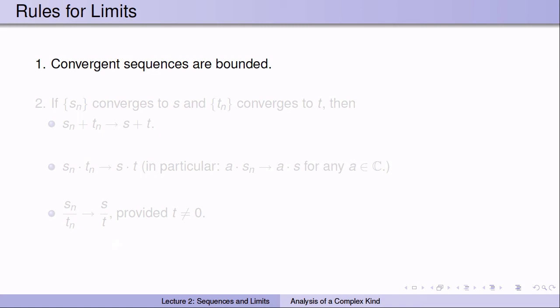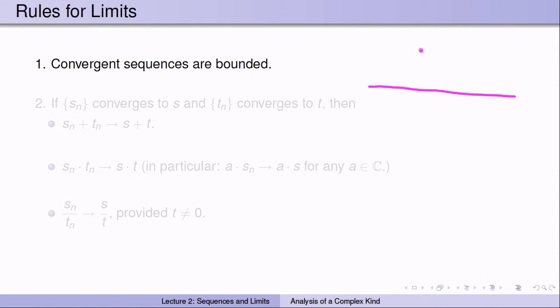Here are some rules and facts about limits. One fact is that convergent sequences are bounded. Remember what it means to be bounded? That means the sequence is contained in some large disk around the origin. So why is that true?